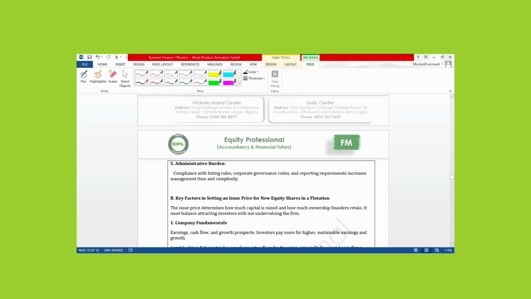Administrative burden, so many rules to comply with. Compliance with listing rules, corporate governance code, and reporting requirements increase management time and complexity.